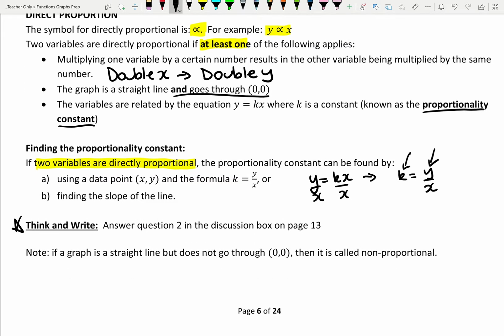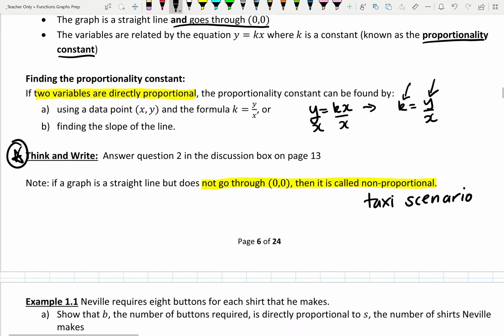Here's something for you to do. Think and write. Answer question 2 in the discussion box on page 13. So have a look at that, and you can write down your answer either in your booklet or in your notebook. Another little bit of terminology. If a graph is a straight line but does not go through 0, 0, then it's called non-proportional. So the taxi scenario that we've been looking at is an example of non-proportional. The cost is non-proportional to the distance travelled.